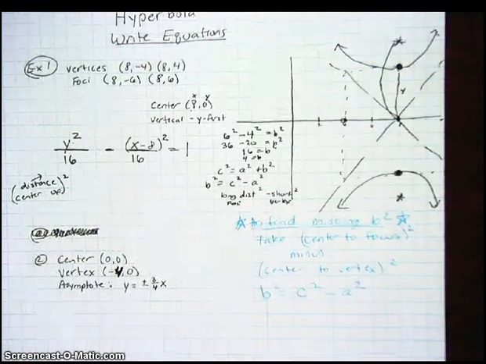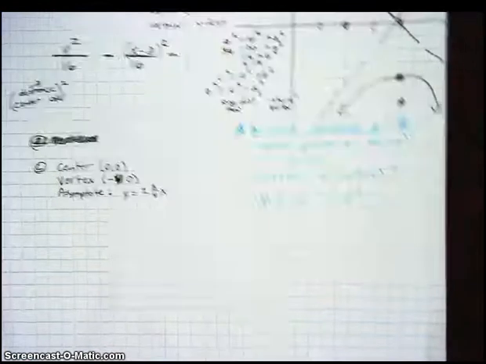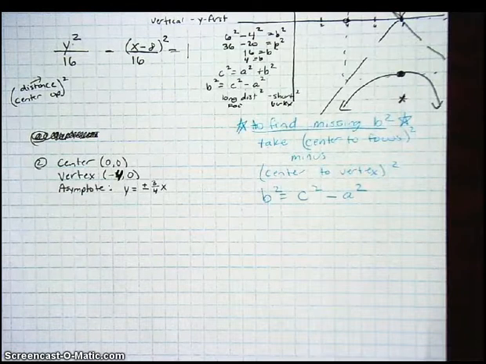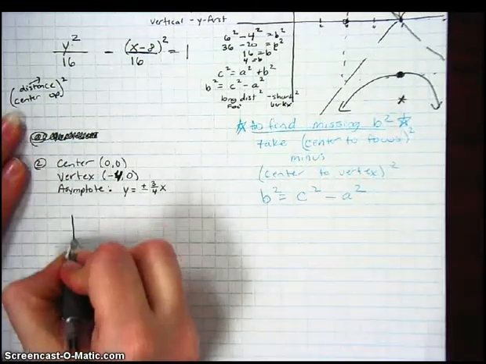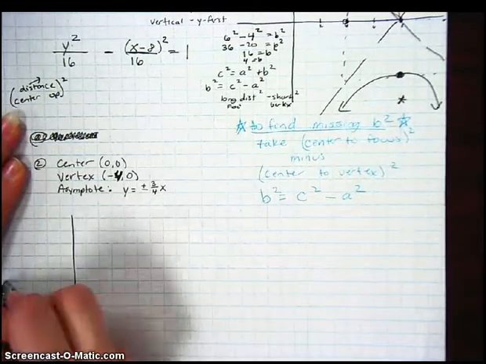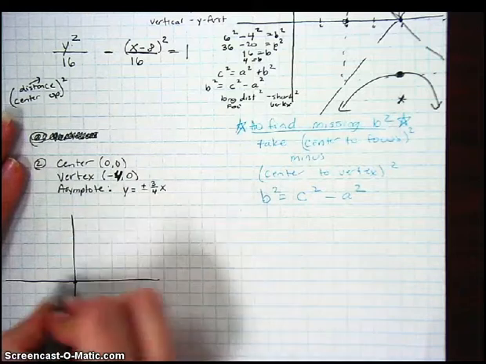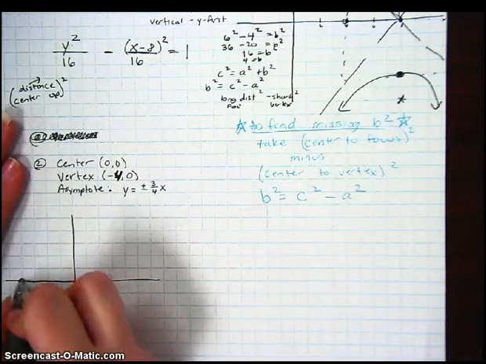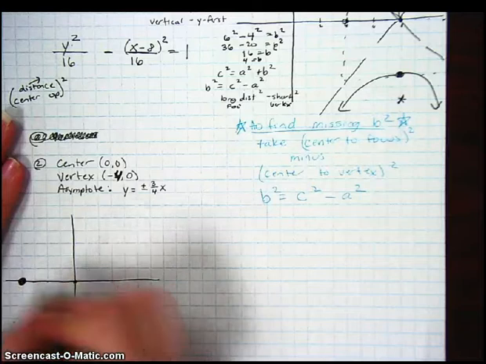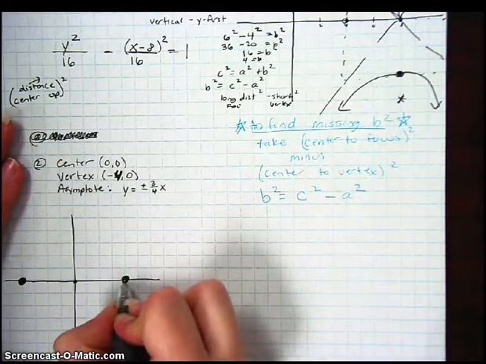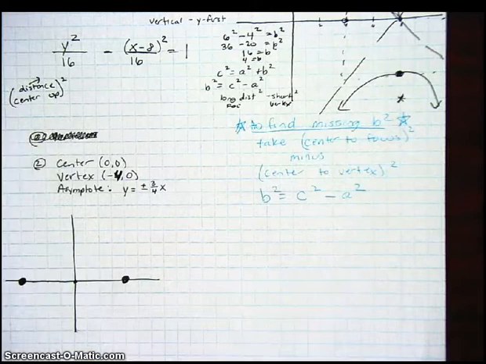The second example we're going to do gives us the center, the vertex, and our asymptotes. As usual, we want to start off by graphing this information. That's going to help us write our equation. If we draw in our graph, our center's at 0, 0. We have a vertex at negative 4, 0. We'll use a fat dot because it's a vertex. Because my center is at 0, 0, I also know that I'll have one over here at 4, 0. Those are my vertices.